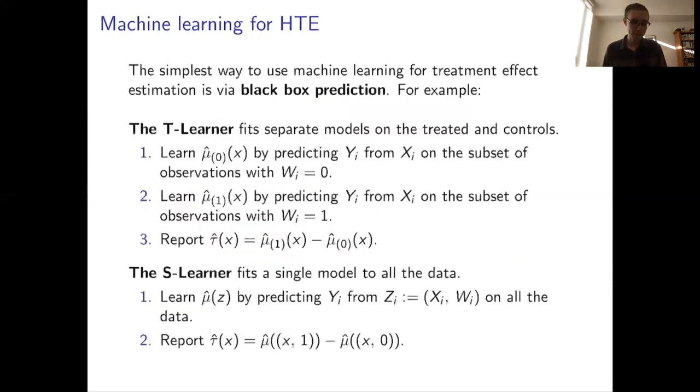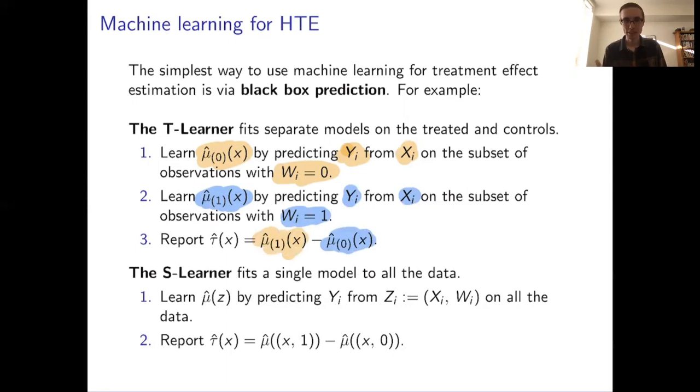So to be a little more specific, you could try doing this in two ways. The first is, and here I'm going to follow nomenclature from a recent paper by Kunzel et al. There's a reference to it in the course outline. A first thing you could do is what's called the T-learner, where you solve two different regression problems. First, you estimate mu hat 0 by predicting Y from X on the controls. And then you learn mu1 of X by predicting Y from X on the treated. And then you take the difference of these two regression estimates.